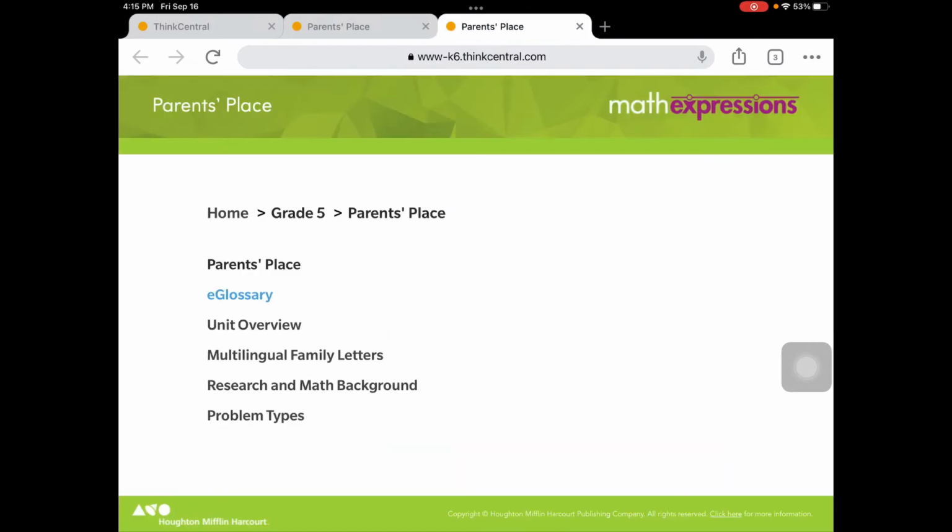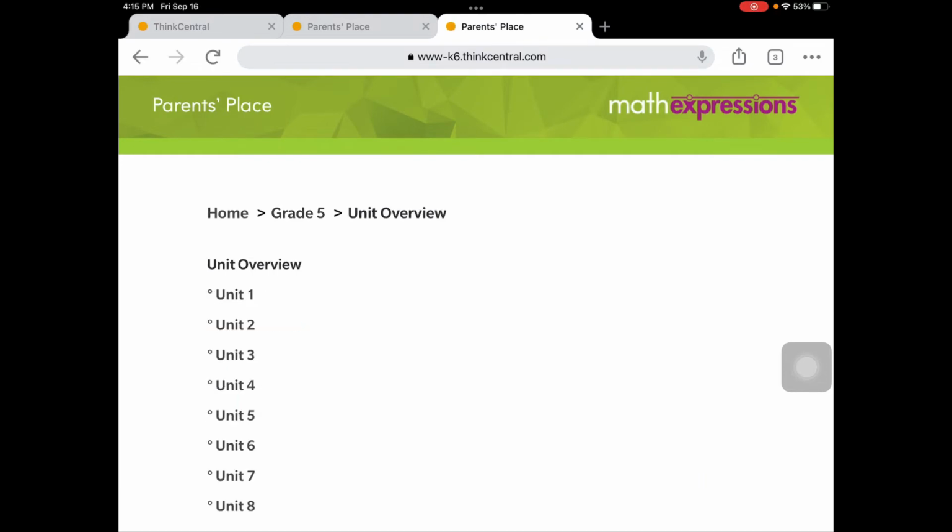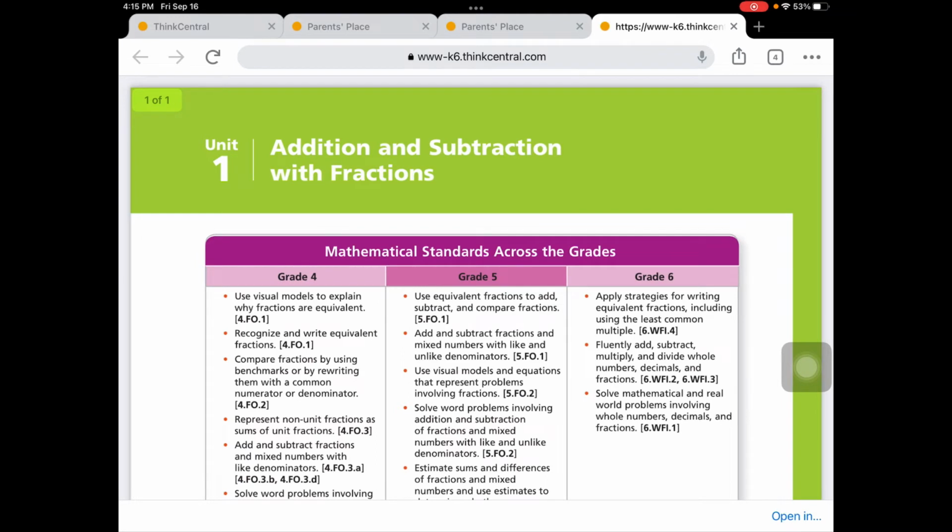So the next place we're going to go back to is the unit overview. The unit overview in Unit 1 is just a linear explanation of the standards that are addressed. This allows parents to see what their child should have learned in 4th grade, what they're currently learning in 5th grade, and how that goes on to impact their learning in 6th grade. So this is set up the same way for each unit. It goes 1 grade below current grade and 1 grade above.